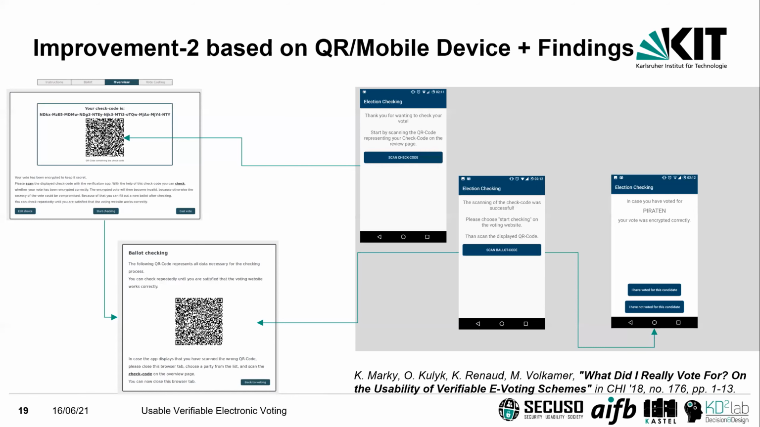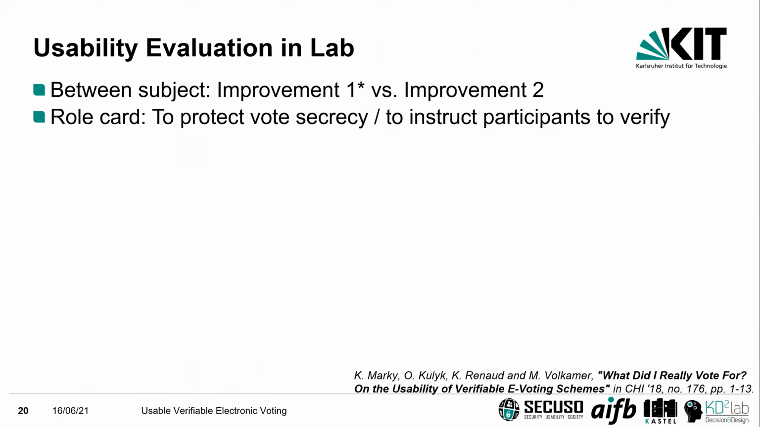Okay, let's continue. We conducted a usability evaluation in the lab, and we were interested to see whether the second improvement actually performs better than the first improvement. We gave them a roll card with two instructions. One is what they should vote for, as I explained before. And secondly, we instruct participants to verify, which is kind of the equivalent of making them aware that verifying is important. So we simply told them, please verify. Or actually, on the slide I say verify, but in the instructions, we said, please check.